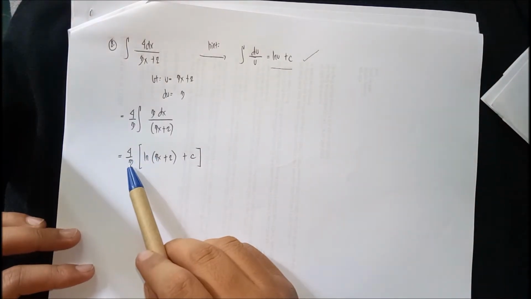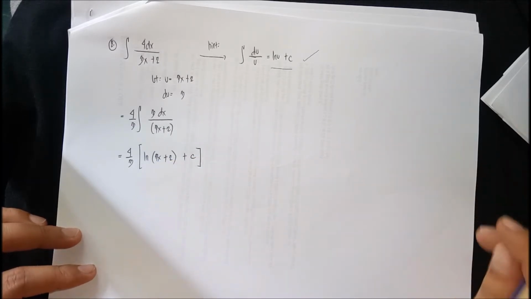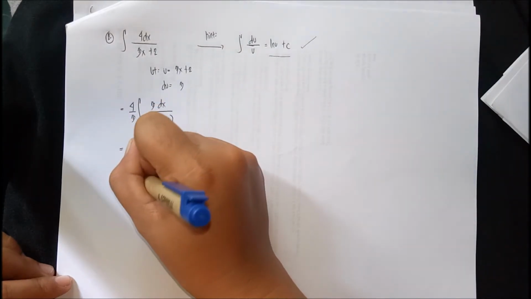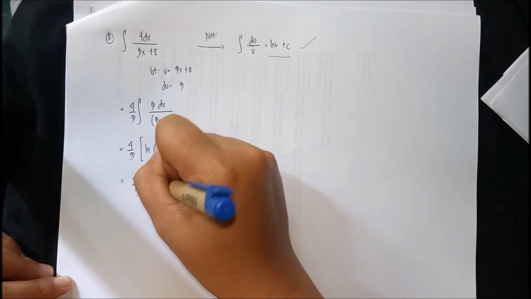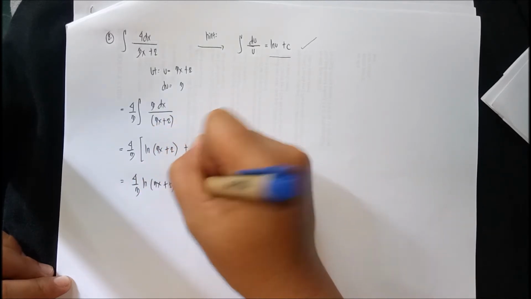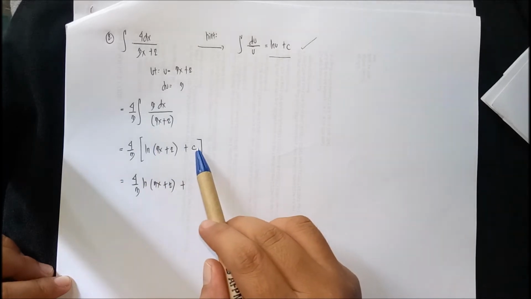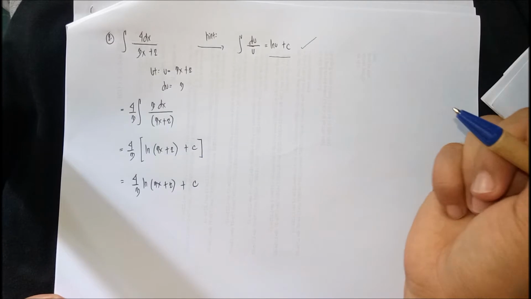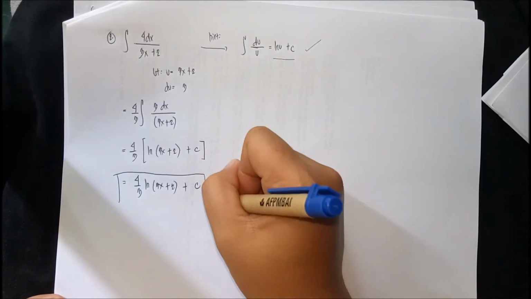Pwede din namang i-distribute na lang natin itong 4 over 3 para simpler tingnan yung ating final answer. So, distribute ko siya magiging 4 over 3 ln 3x plus 2 plus, class, pag dinistribute ko to, multiply ko to by constant, ano magiging result niya? Still constant pa rin. So, I could just simply write c. Okay? Now, this is our final answer.